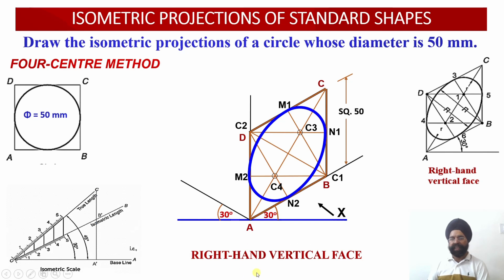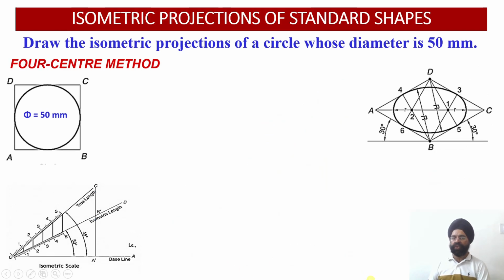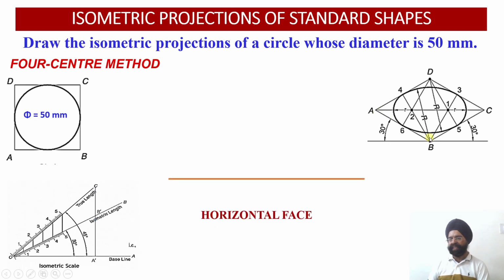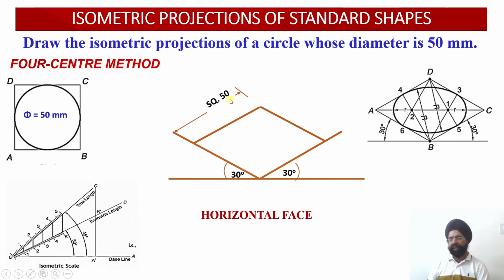So this was the second orientation. Now let's draw the circle in the third orientation. In the third orientation, you see the x-axis and the z-axis will be required. We don't need the y-axis. So we are going to draw only x and z. So once again, this is 50 millimeter. This is again 50 millimeter. Just check. This is 50.